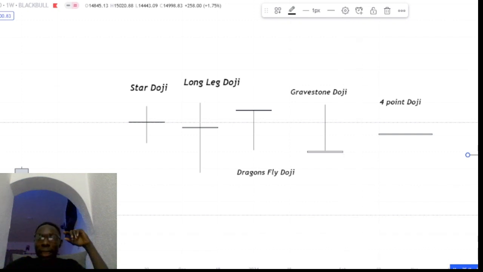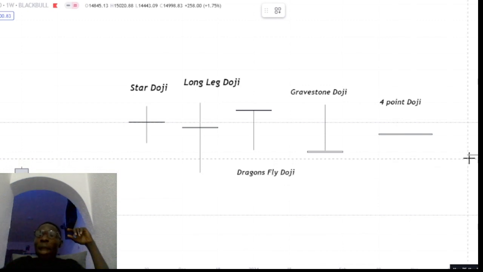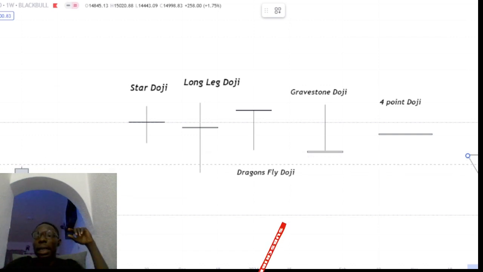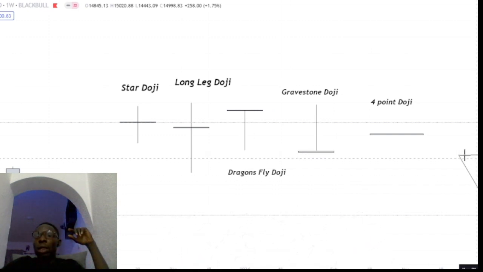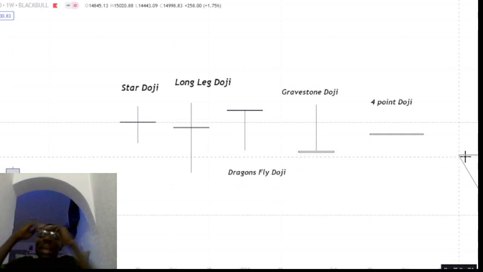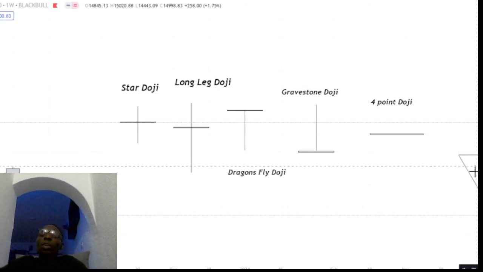Then the dragonfly. Why will I trade a dragonfly? Let me show you why books and traders say not to trade it. This is what forms a dragonfly. It opens here, sellers push it downward, and then buyers push it up. Now, this is why people don't want to trade it: it's still below a particular strong level. Though it shows the rejection of the sellers' push downward, with buyers pushing it up immediately.